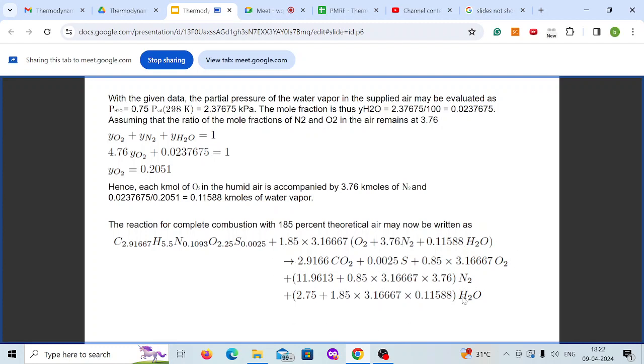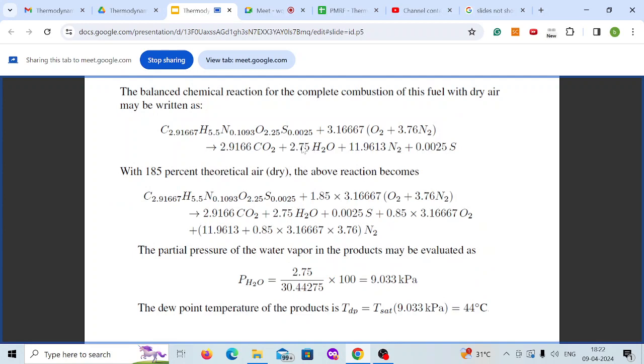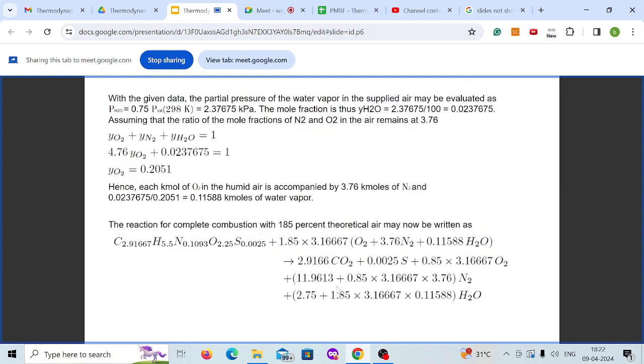From this you can find the new values of water, oxygen and other components. You have to do the balance again for each chemical element, carbon, hydrogen and so on. Balancing that, you will get the new equation. Here the only additional thing which will vary is the water vapor which we found previously. We had 2.75 moles of water, so in this case it will be 2.75 plus the new amount of water which was present at the inlet.